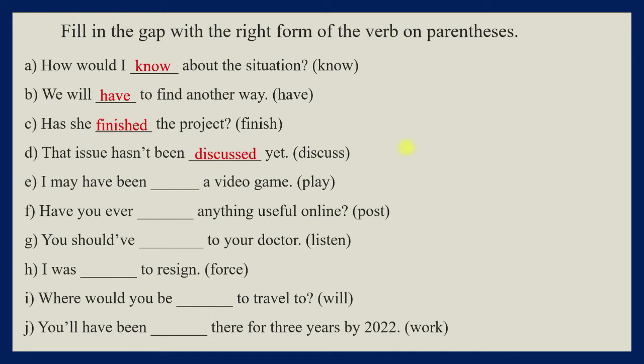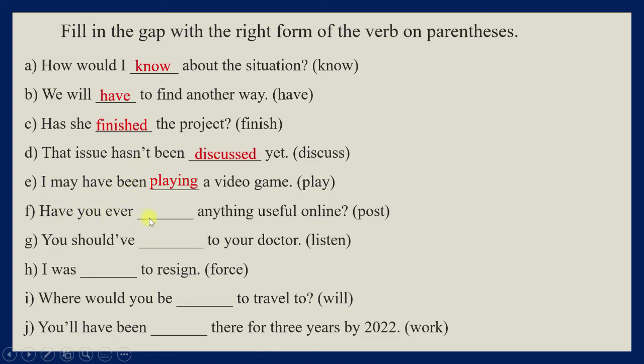I may have been something, a video game. Again, I may have been, we have been. We'll look at the sentence. This is an active sentence, and this needs to be in ing form, because this is an active sentence and the main verb is following been.